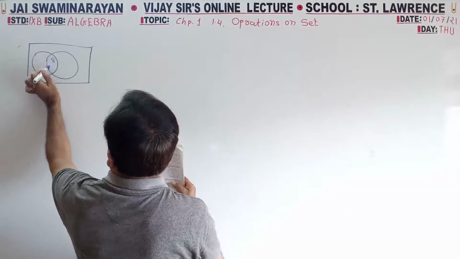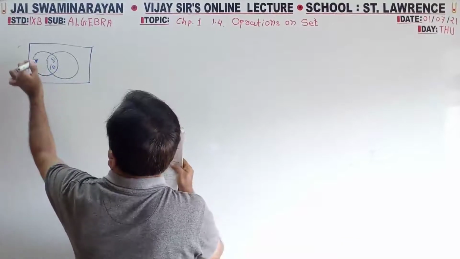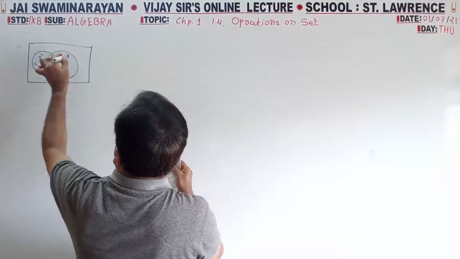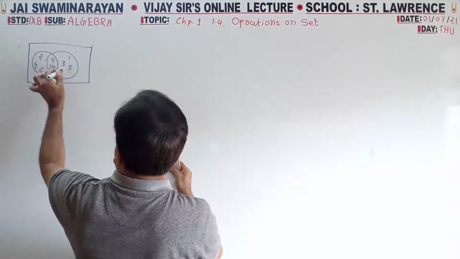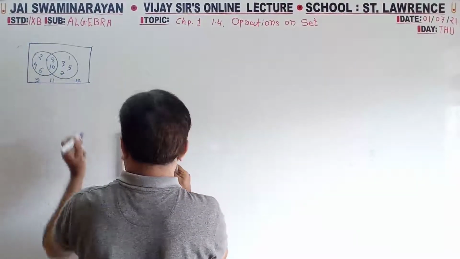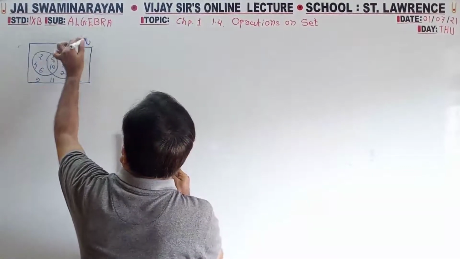This is 8, this is 10, 2, 4, 6, 1, 3, 5, 7. Outside: 9, 11, 12. That is the universal set.